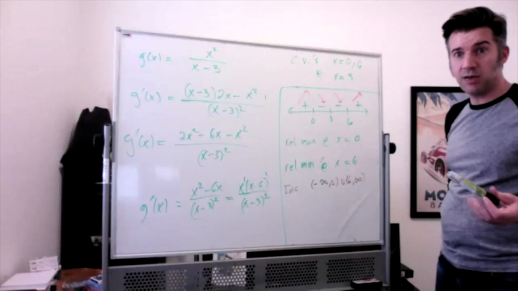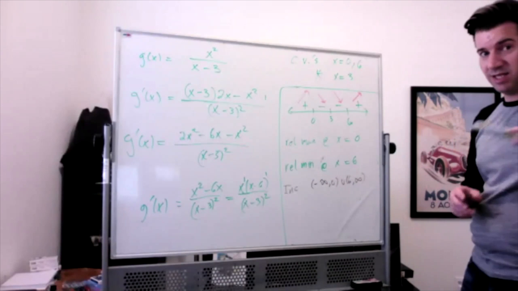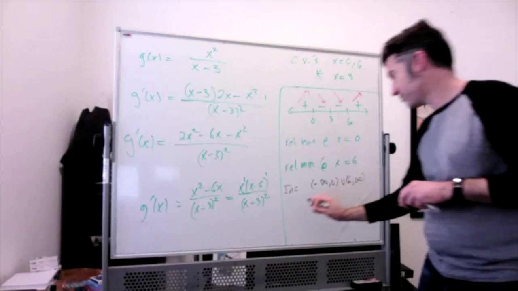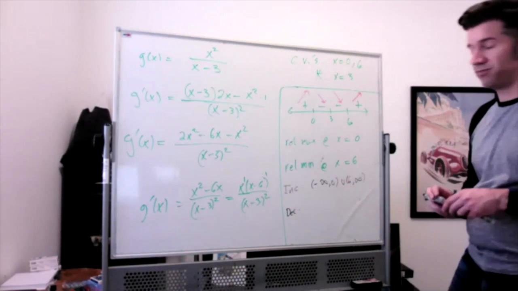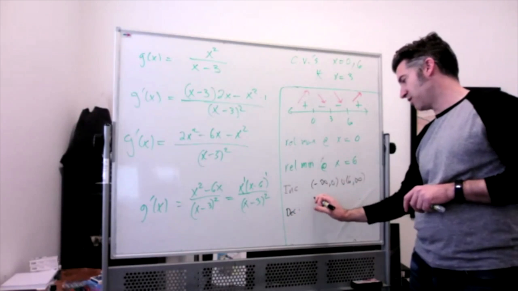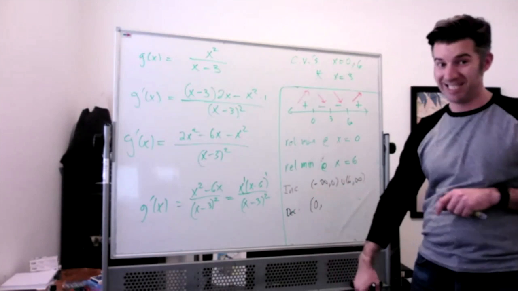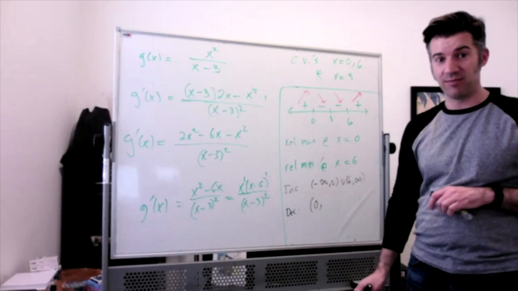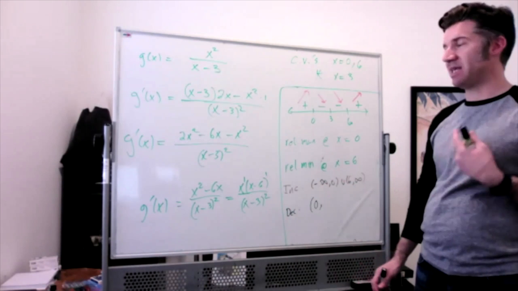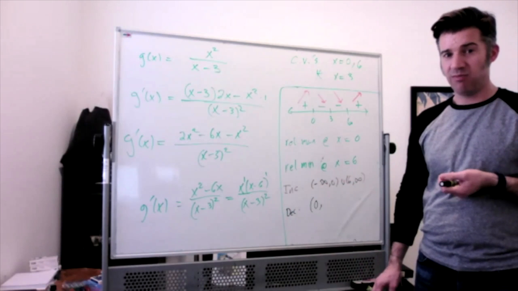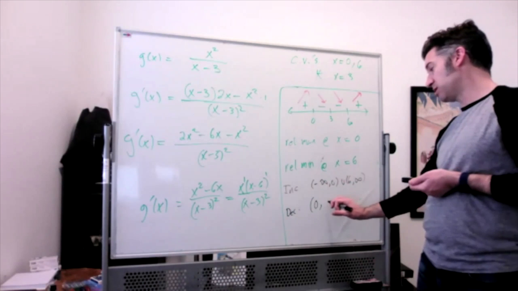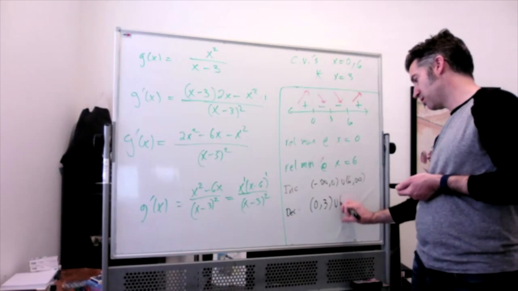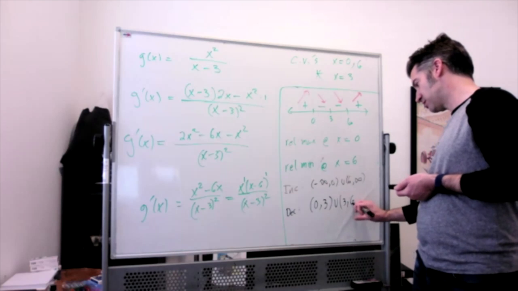This thing is decreasing. But this is where things get a little tricky. Decreasing from 0 to where? Well, here's the thing. You can't be decreasing at the point 3 because the function isn't defined at the point 3. So it's decreasing from 0 to 3 and from 3 to 6.